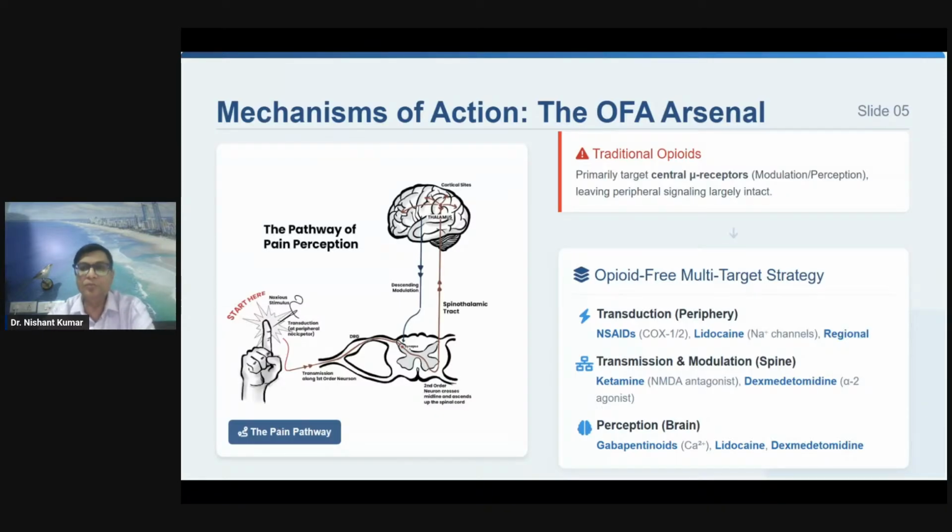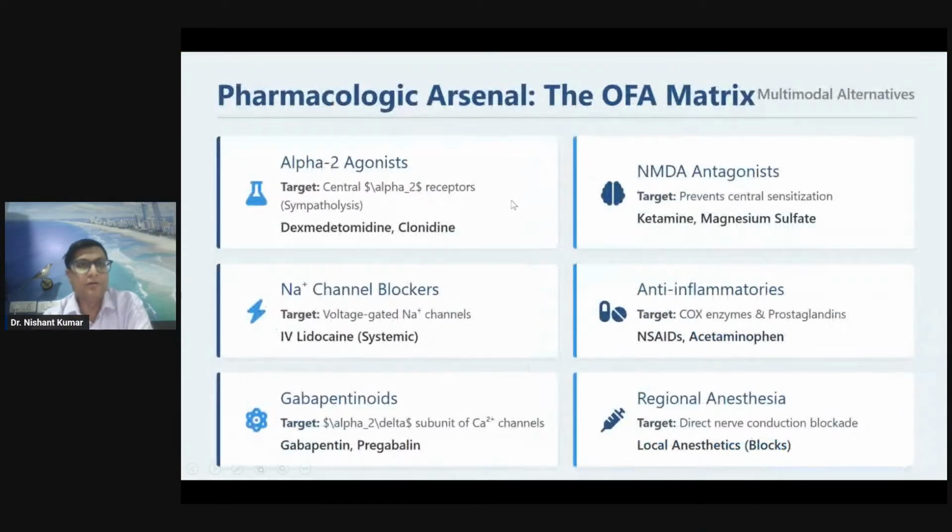So we have the COX-1 and 2, the sodium channels, the NMDA receptors, and alpha 2 receptors. The peripheral effects are by the COX-1 and 2, the sodium channels and regional blocks, which again block the nerve conduction. Then transmission and modulation by NMDA and alpha 2 receptors. And then in the perception, we have lignocaine, dexmedetomidine, and gabapentoids, which act mainly through the calcium ions, blocking the receptors in the brain. So when we talk of opioid-free anesthesia, we are obviously saying that we are not using any amount of opioids whatsoever.